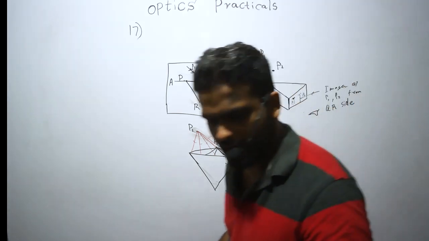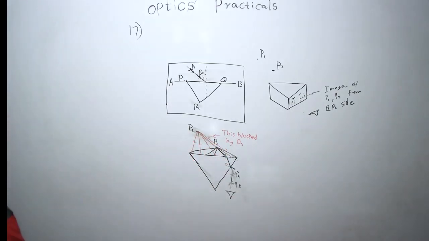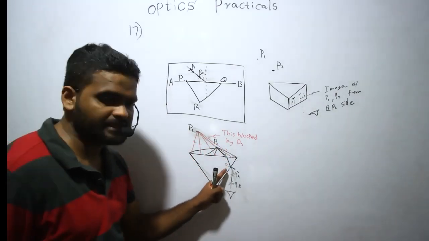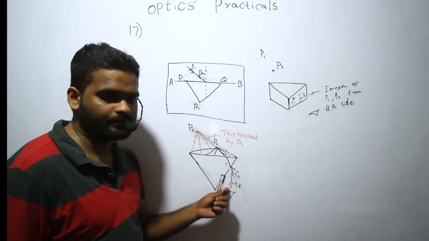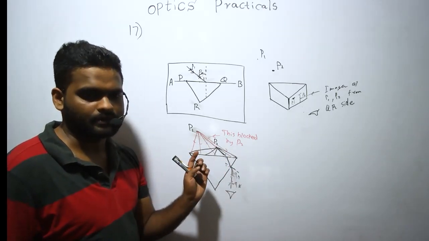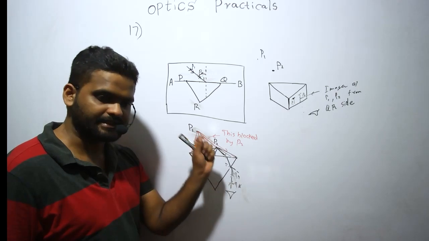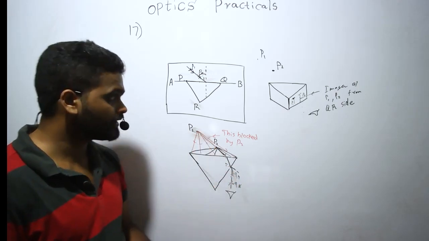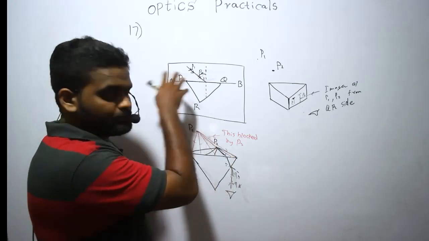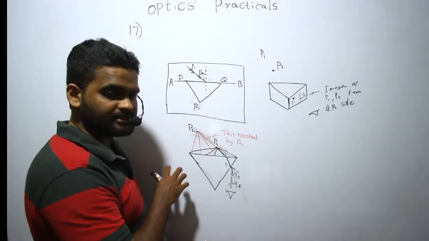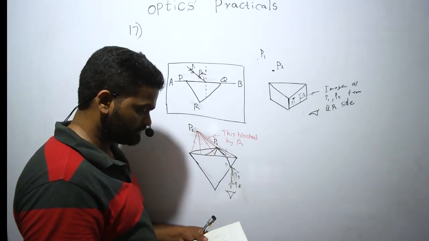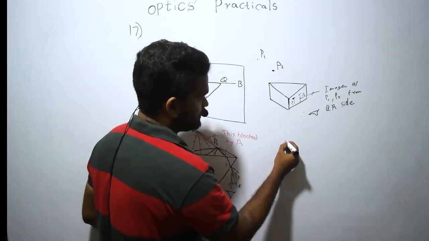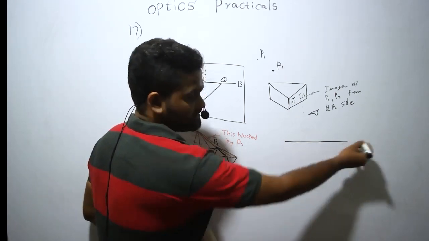So what do you have once you have taken those? Once you place these P3 and P4 pins, everything is complete now. For one incident angle, you have taken the necessary measurements. Then you remove the prism. Then what do you have?